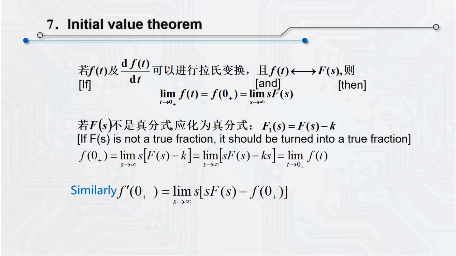Make F1(s) equal to F(s) minus k. At this point, f(0+) is equal to the limit of s multiplied by (F(s) minus k), when s tends to infinity. So f(0+) equals the limit of s times F1(s), plus f(0+), when s tends to infinity.